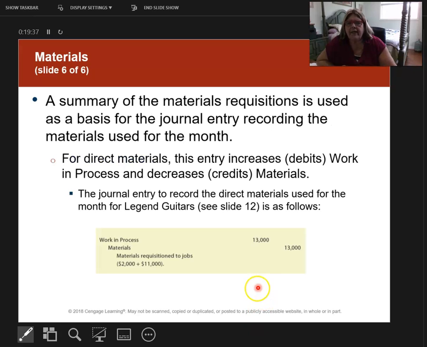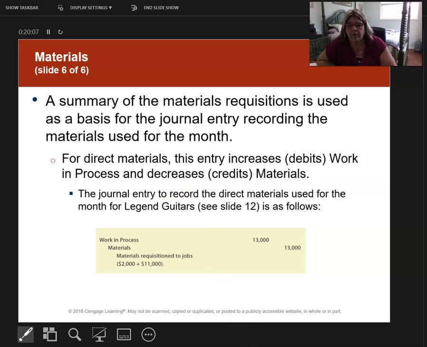Okay, so now my materials requisition, I had 2,000 and 11,000, if you remember. This is the journal entry to move materials from raw materials to WIP. So I will credit the materials, because remember, credit pulls it out, and I will debit the WIP account. Okay? So I'm just moving the materials from one inventory account into the next. Okay, so this is my materials.